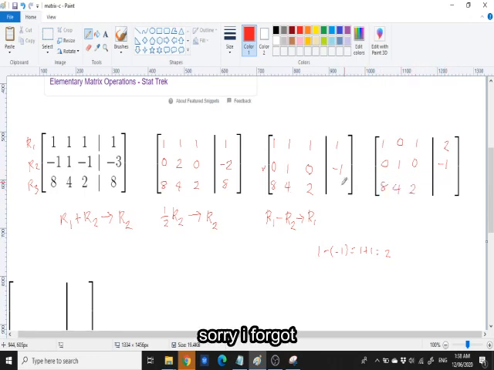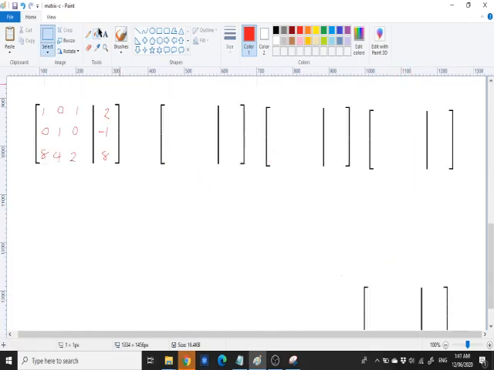Oh, sorry, forgot. Okay, so almost done. How can we get rid of this? Okay, just let it be for now. Then focus on the third row.